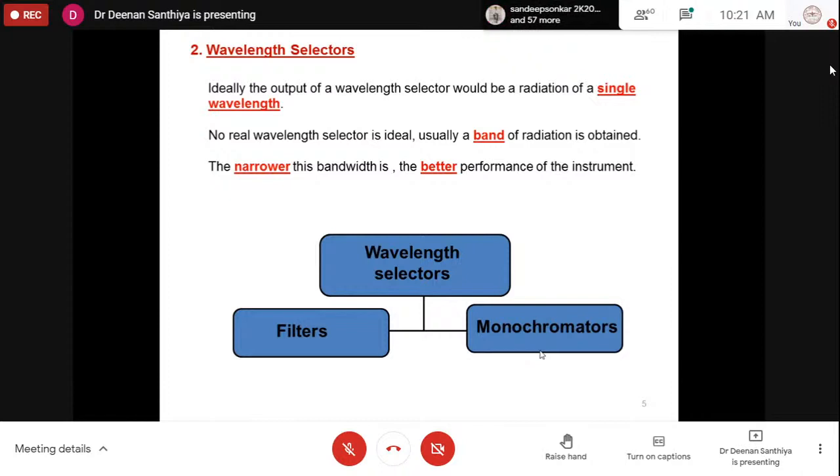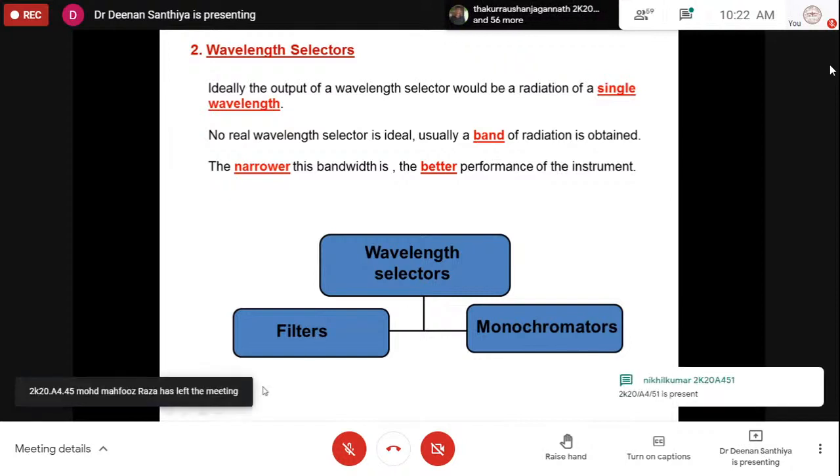It has a number of slits, many slits. Slits means open. Here various ranges of wavelengths can be selected. The filter is a simple prism. You must have studied about the prism, yes or no?